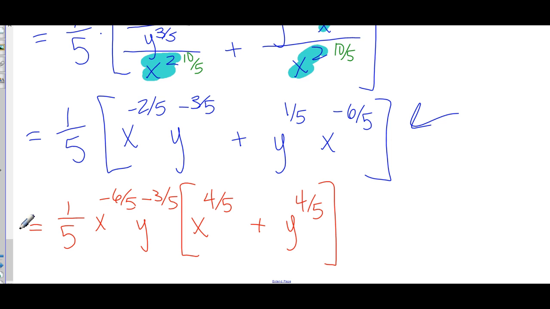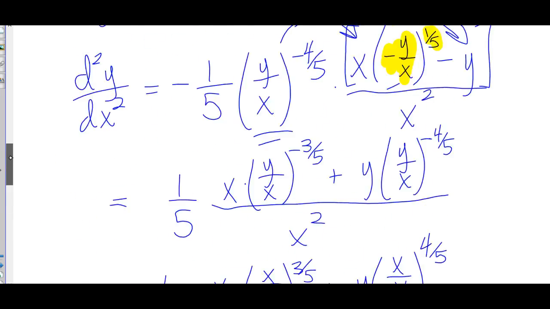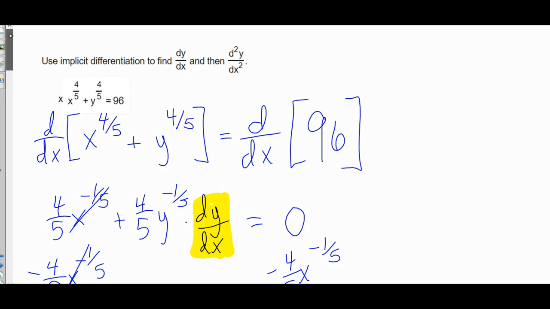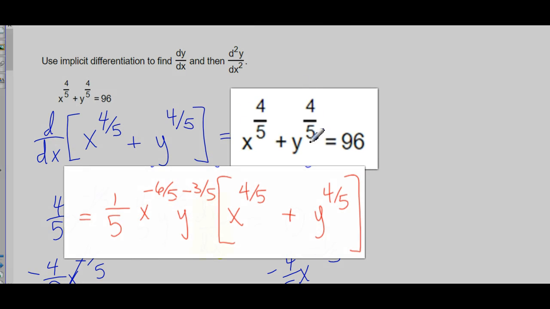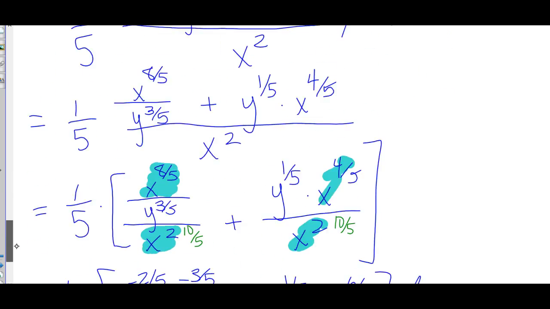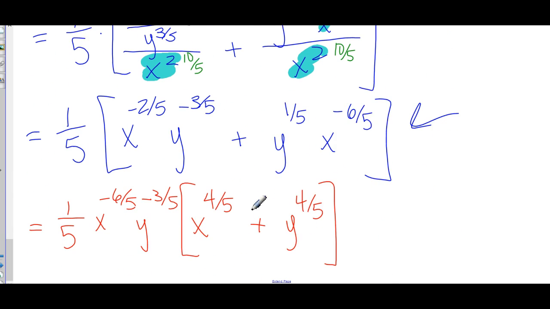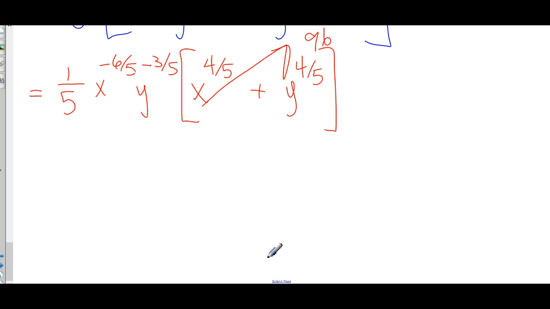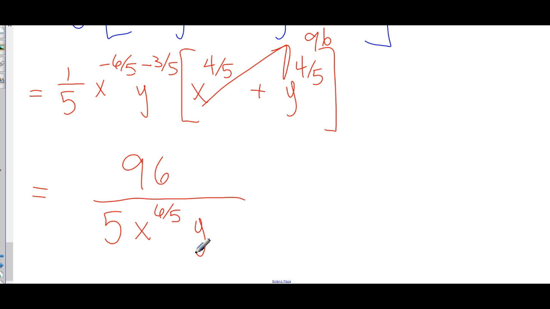Alright, now you may be looking at that saying, well, so what? Big deal. What does that have to do with anything? Well, that's the original problem way up here. x to the 4/5 plus y to the 4/5 is 96. So all this stuff in the box here is just 96. And so we can put that 96 over top of that 5. And we'd have 96 over 5, and then these are both negative exponents, so I can say that's x to the 6/5, y to the 3/5.